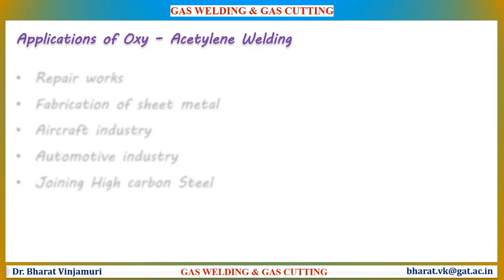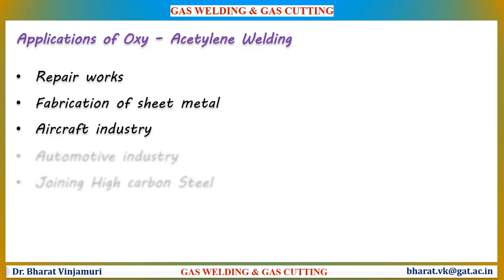Gas welding is used in a variety of industries. Here is a list of some of the most common applications of gas welding. One of the most common applications of gas welding is for repair works. Thin to medium sheet metals are easily welded using this process. This process is used to join various aircraft parts. It is used to weld the parts of the frame and the chassis in an automobile. Gas welding is very effective in melting high carbon steels.